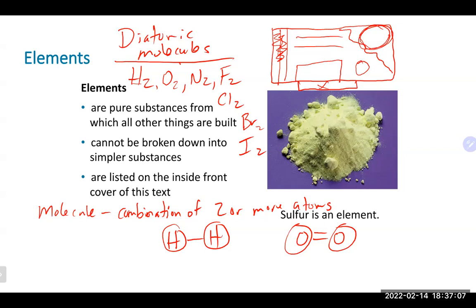But they are also referred to as elements because, for example, H2 is only made up of hydrogen. Oxygen, O2, is only made up of oxygen. So they are elements and they are also molecules.